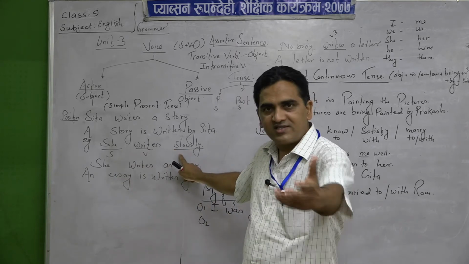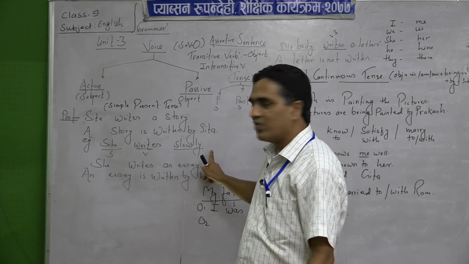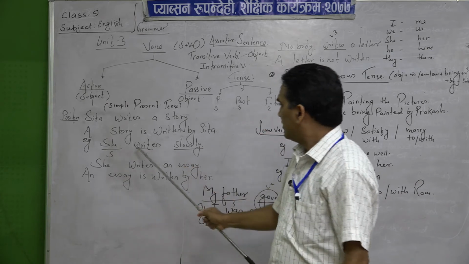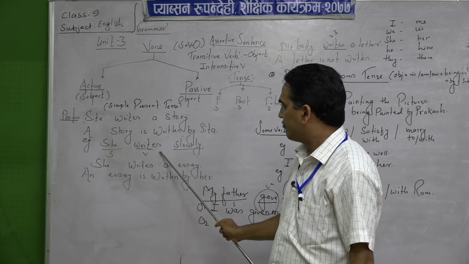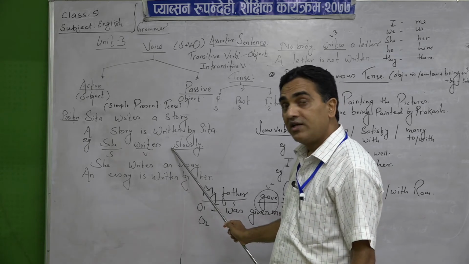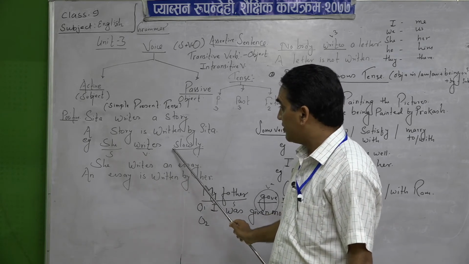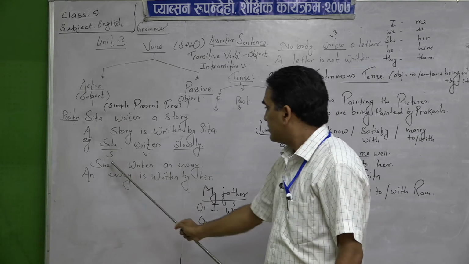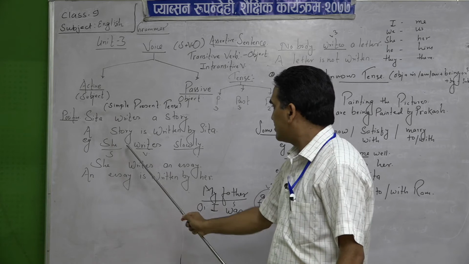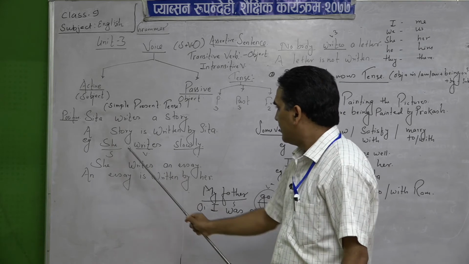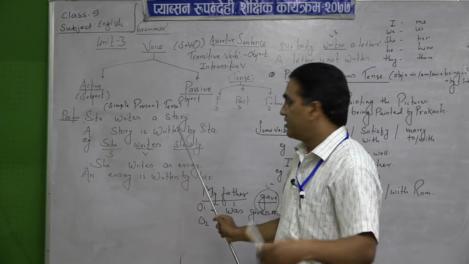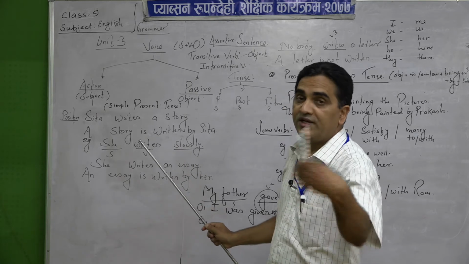Can you tell me whether this sentence can be changed into passive? No, because there is no transitive verb, meaning there is no object. It is not a transitive verb here. It is not taking an object. So, she writes slowly: this sentence cannot be changed into passive because there is no object. There must be an object to change into passive.